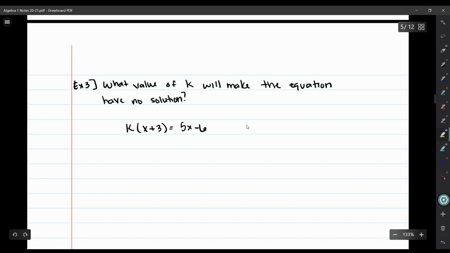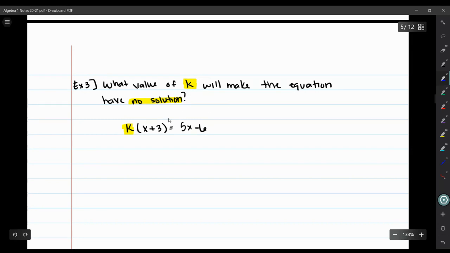So let me explain what this question is asking. This isn't necessarily asking us to solve for x. We don't really care what x is. We want to know the value of k that will make this equation have no solution. So we care about this number right here. I need to know what number can I make k in order to force this equation to have no solution.